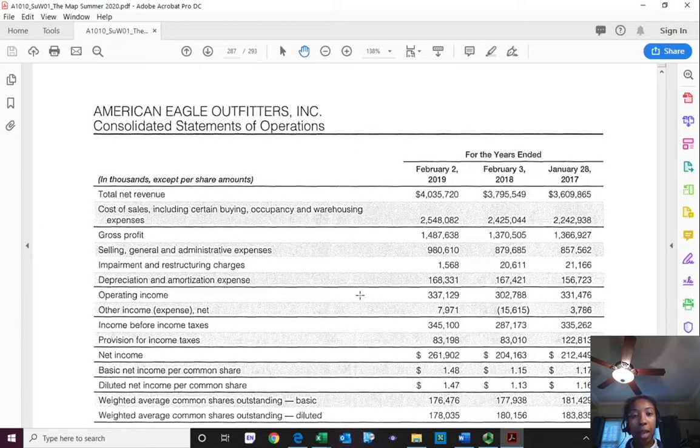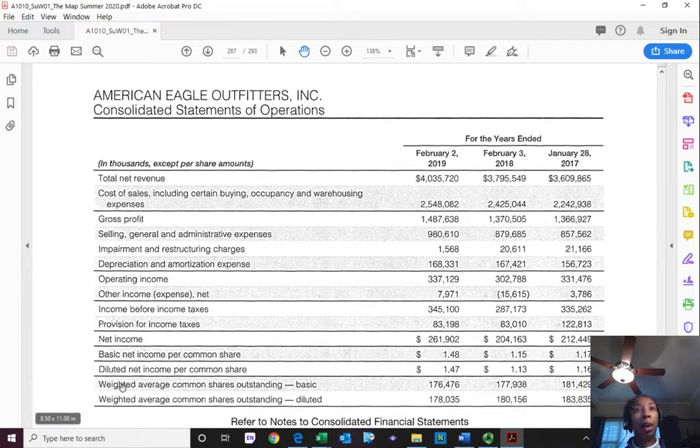So it starts with your revenue. So that should be something that's familiar to you now. It then goes into cost of sales. So this would be like your cost of goods sold. Gross profit is something you calculate. And then it has expenses. Okay, so this would be like your wage expense, your other expense. And then it goes into something called net income. And then it has net income per share, also called earnings per share.